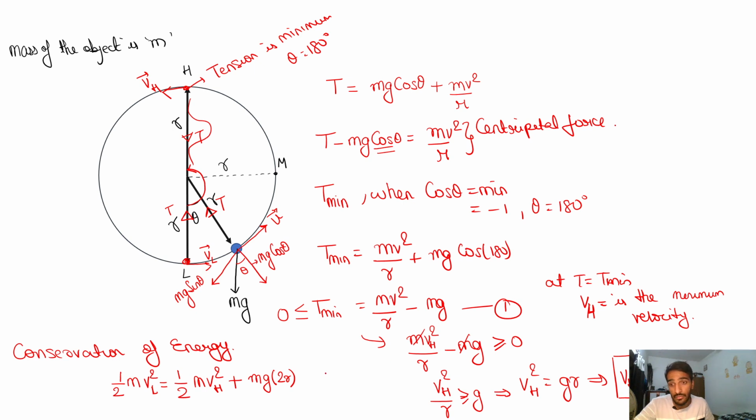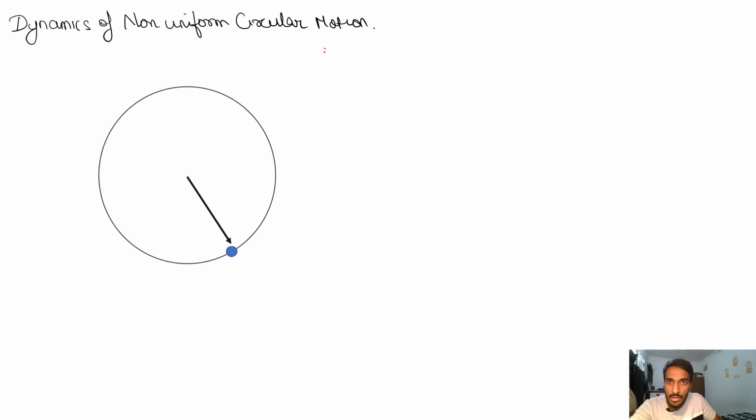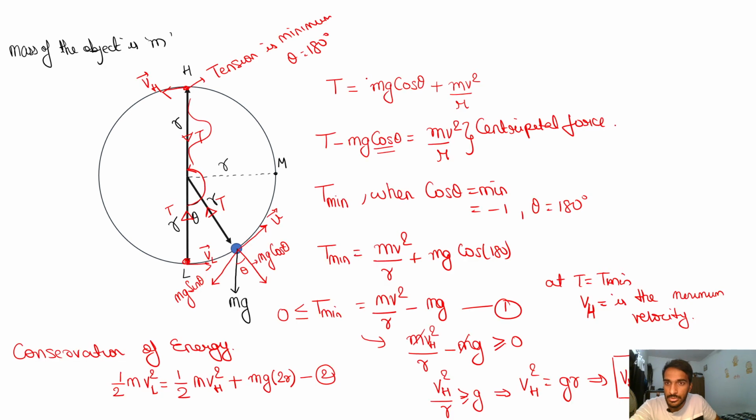Now if we want to find the value of VL, we can substitute the value of VH in equation number 2. Let me copy equation number 2 down in the next slide: half m VL square. Wait, where is this equation?